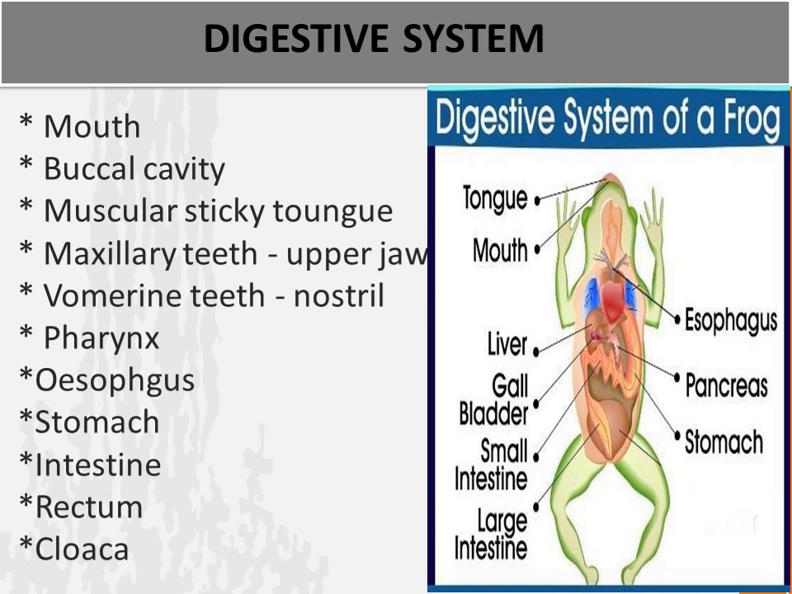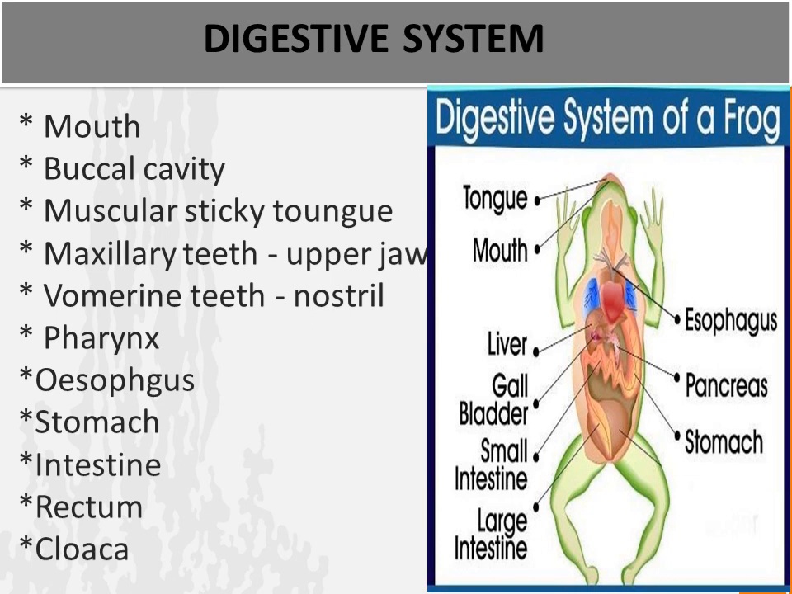Then the buccal cavity leads into the next region known as the pharynx, right? What do we mean by pharynx? It is the common passage for the respiratory as well as the digestive system. Is it clear? Then the pharynx leads to the esophagus. Can you see it in the figure? The mouth has the tongue and it leads to the esophagus, right? Then the esophagus leads to the next region, the stomach.